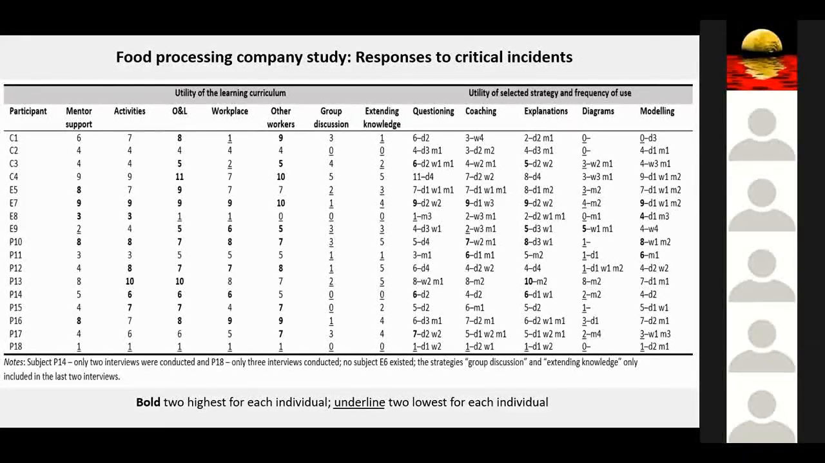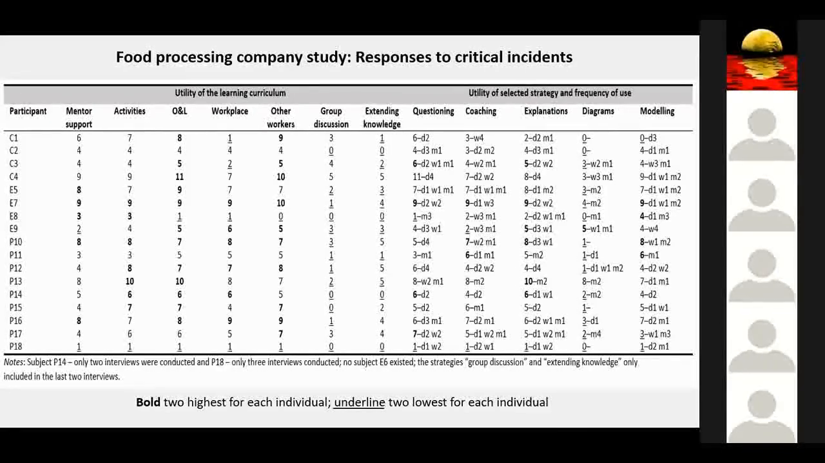What you'll see in the right-hand columns is that because the questioning, the coaching, the explanation and modeling and diagrams were done quite intentionally, I also tried to capture a measure of the frequency with which they had been used. The D's refer to how many times they've been used daily, W, weekly, and M, monthly. The point being that the everyday learning occurs all of the time, whereas these were interventions. So this table allows me to bring together all of the qualitative data gathered through these critical incident interviews over 2 years.